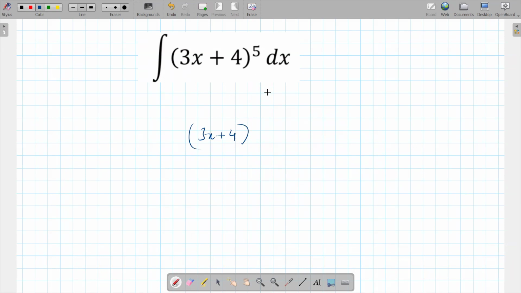Right now it's 5. It's going to be 6, right? But now, if you were to take the derivative of this, you would get 6 times 3x plus 4 to the power of 5 times 3. So you'd get an 18. So there would be an 18 here. But there's no 18 here. So what do we multiply this by to get rid of that 18?